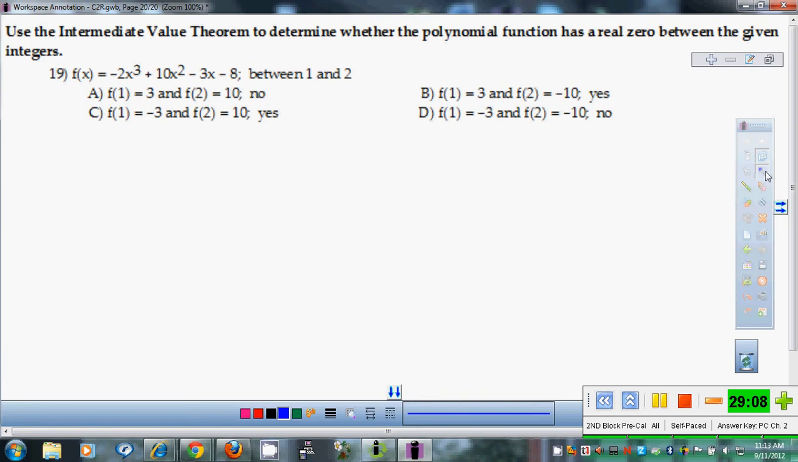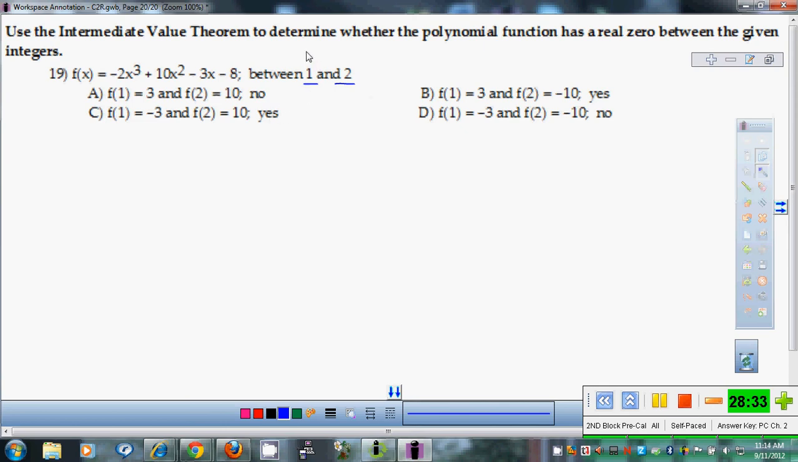What am I looking for? Actually, that's correct. You just plug in 1 and 2, but what am I looking for? If there's going to be a root between 1 and 2, what am I looking for? If there's going to be a root between two numbers, that means one of them has to be positive and one of them has to be negative. Yes, positive and negative. There's going to have to be a sign change.